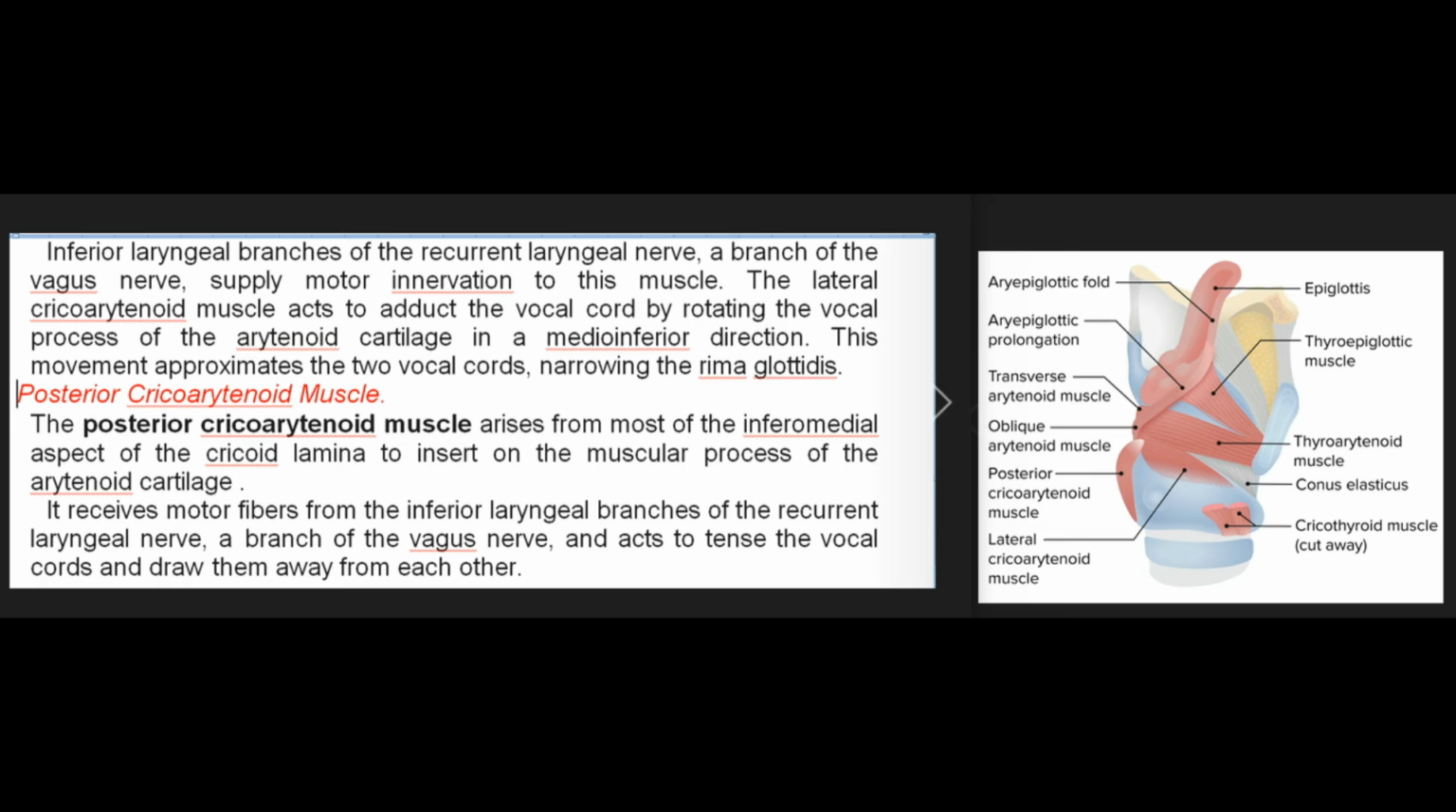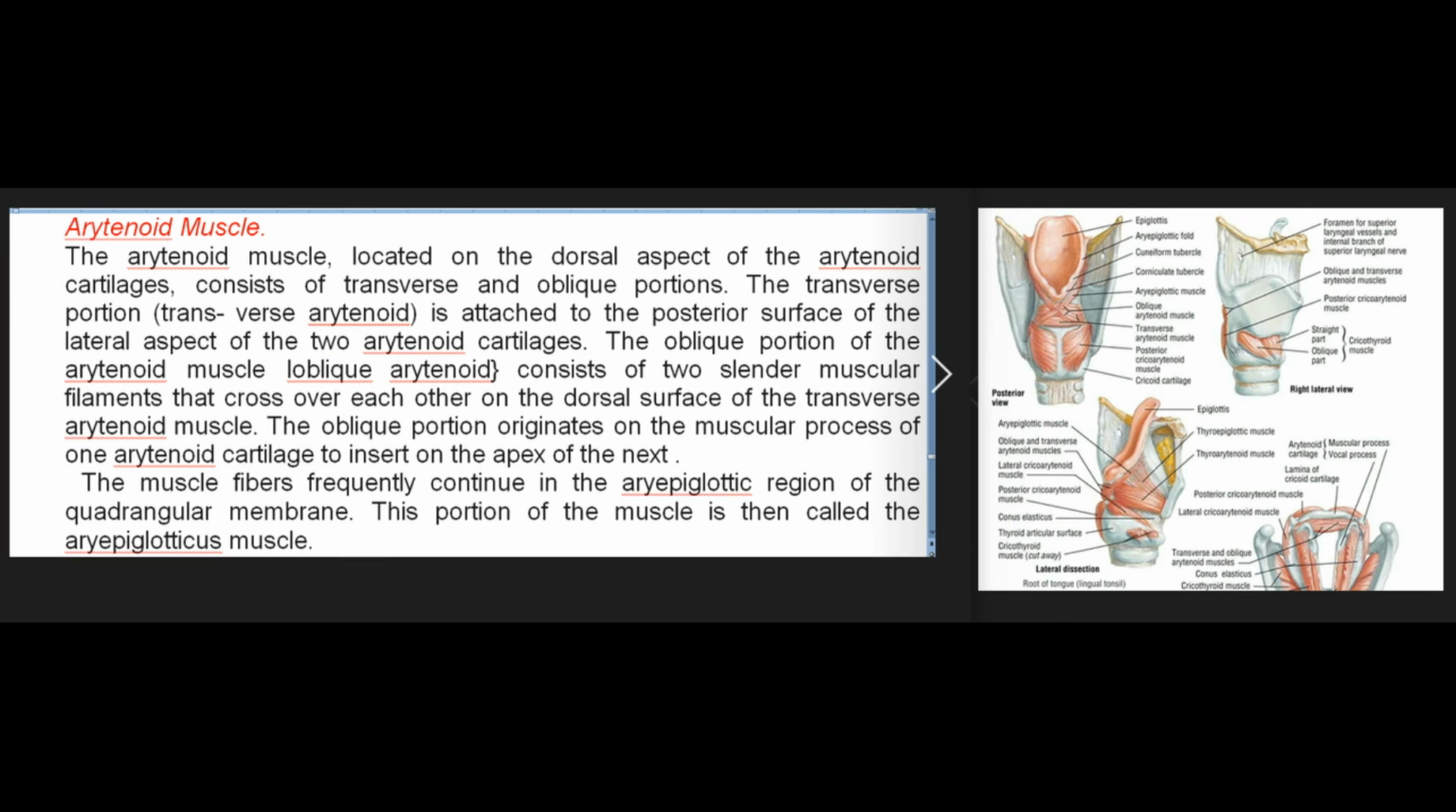Posterior cricoarytenoid muscle. The posterior cricoarytenoid muscle arises from most of the inferomedial aspect of the cricoid lamina to insert on the muscular process of the arytenoid cartilage. It receives motor fibers from the inferior laryngeal branches of the recurrent laryngeal nerve, a branch of the vagus nerve, and acts to tense the vocal cords and draw them away from each other.